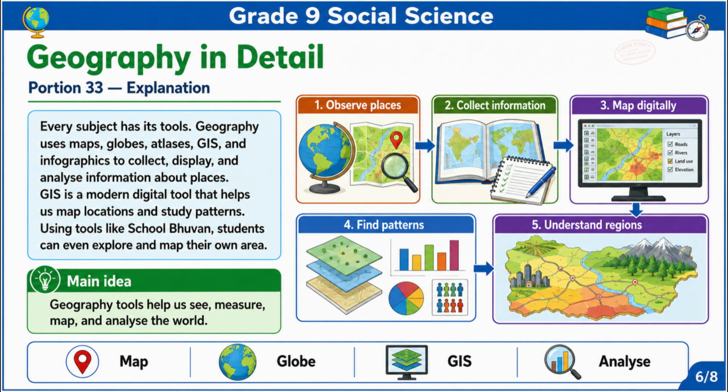Explanation. Every subject has its tools. Geography's tools include maps, globes, atlases, GIS, and infographics. GIS in particular is modern technology that lets us map and analyze places digitally. You can even map your own area on School Bhuvan.